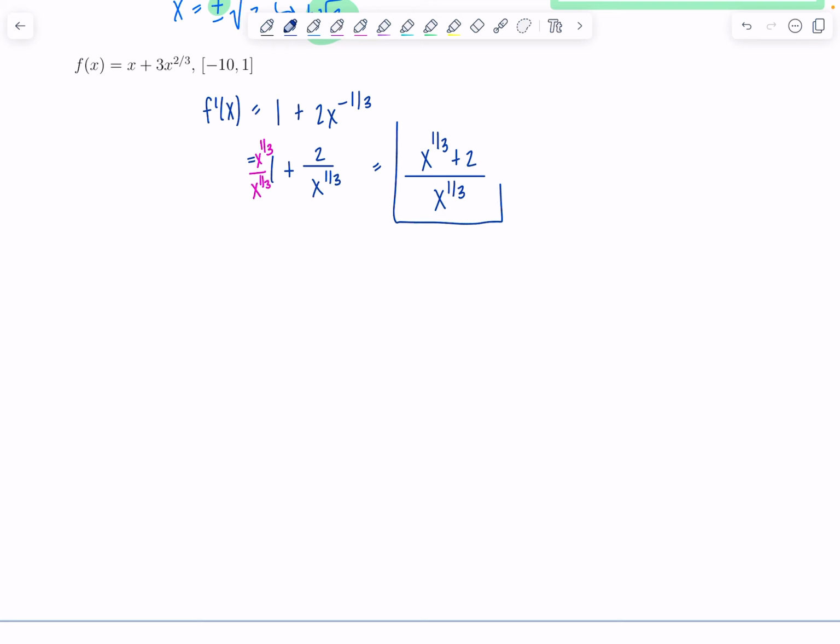Good? There's my derivative. Okay, let's get our critical numbers. So I want to know where f prime of x is 0 and where f prime of x does not exist.